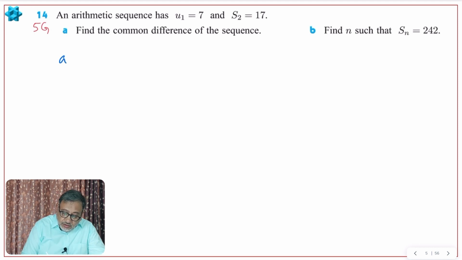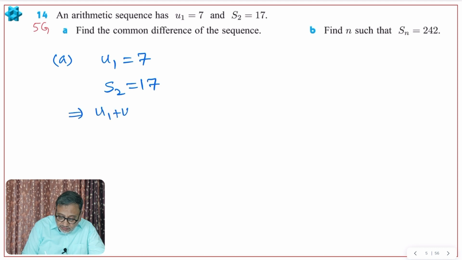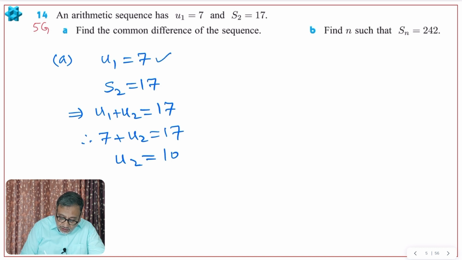So u1 is 7, and s2 is 17. What is the meaning of s2? It is u1 plus u2, right? 17. u1 we already have, so 7 plus u2 is 17. Therefore u2 is 17 minus 7, so 10. So we have u1 and u2, therefore d will be u2 minus u1, so 10 minus 7, which is 3. So we got d also, which was required in this first part.